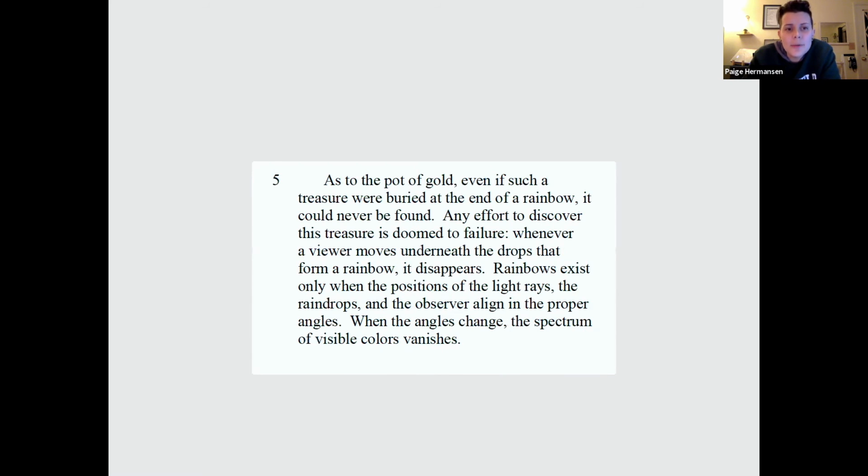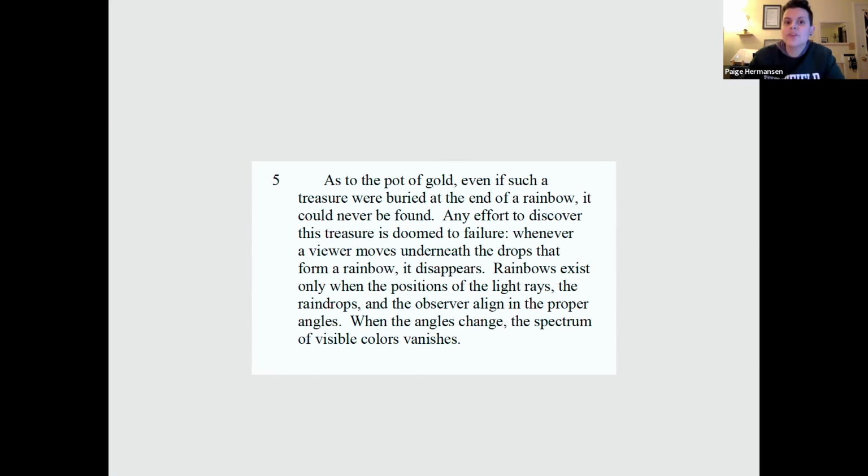Okay, and then paragraph 5, as to the pot of gold, even if such a treasure were buried at the end of the rainbow, it could never be found. That's sad. Any effort to discover this treasure is doomed to failure. Whenever a viewer moves underneath the drops that form a rainbow, it disappears. Rainbows exist only when the positions of the light rays, the raindrops, and the observer align in the proper angles. When the angles change, the spectrum of visible color vanishes.